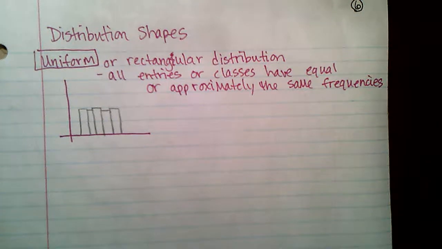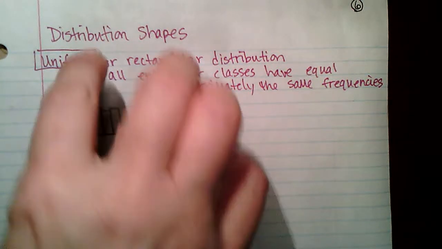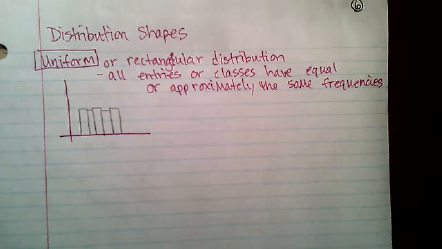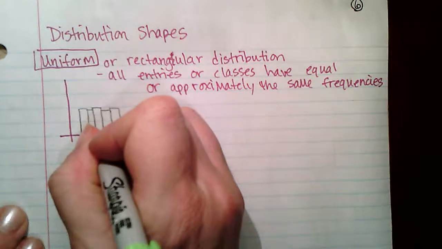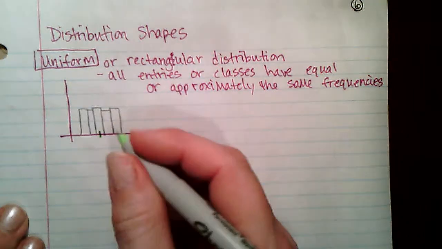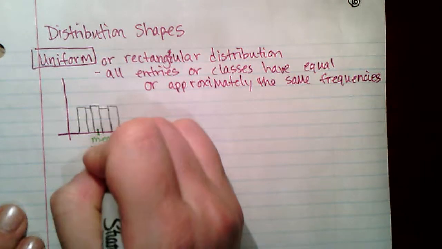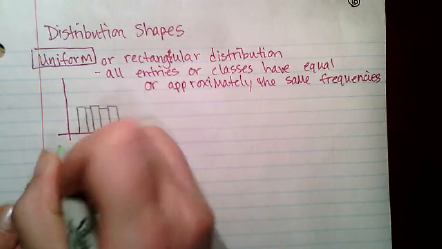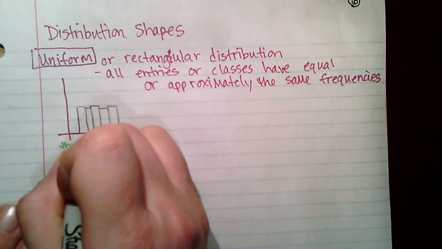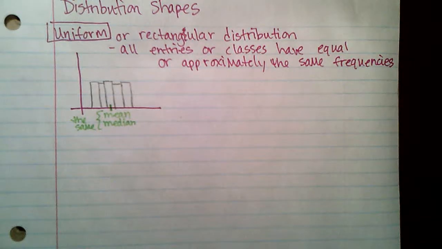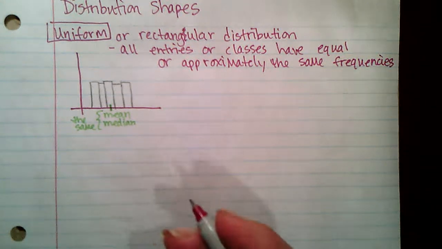And in a uniform distribution, since the data values are all essentially the same, then what happens is that here in the center is going to be the mean as well as the median. So the mean and the median are going to be the same, and they will be right in the center of that distribution. Our next one is going to be a symmetric distribution.